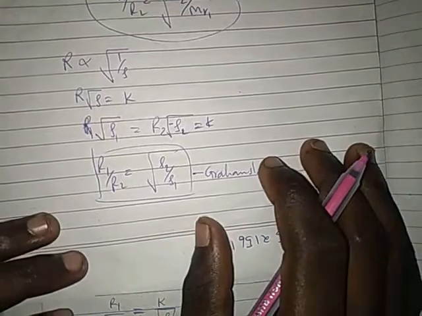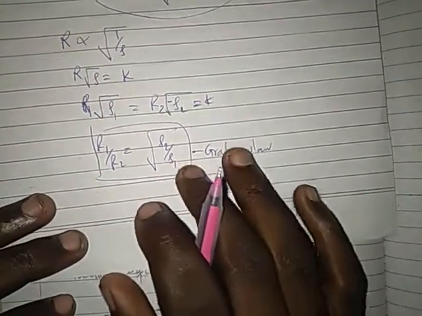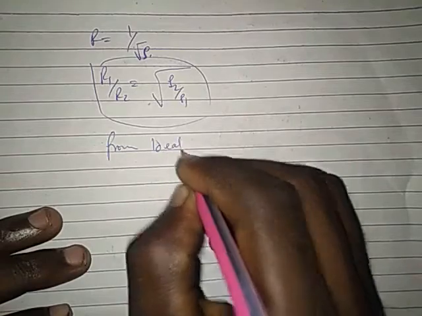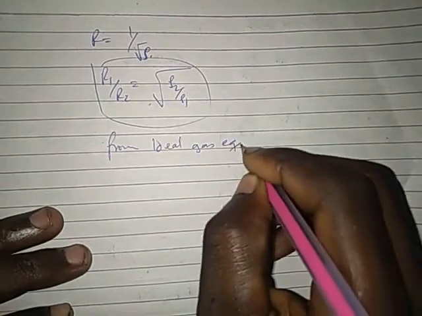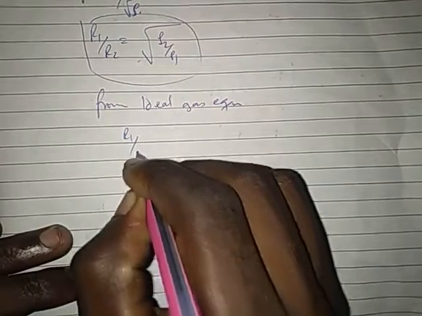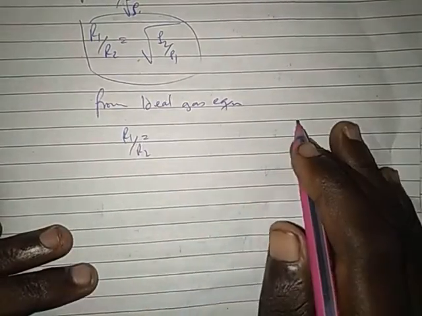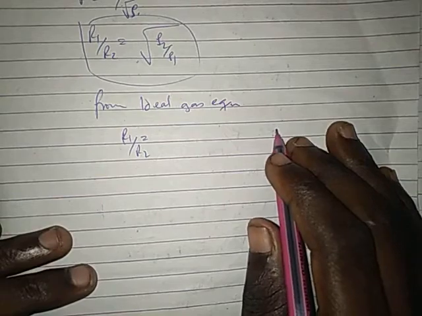This will be the expression for Graham's law. Kwa hiyo ukitoka hapa sasa, from R is equal to 1 divided by square root of density, R1 divided by R2 is square root of density 2 divided by density 1. Now from ideal gas equation, R1 divided by R2 tutapata sasa.